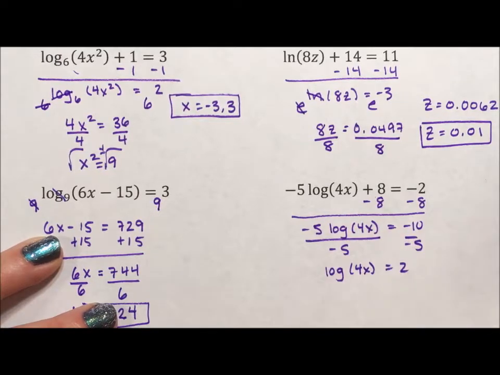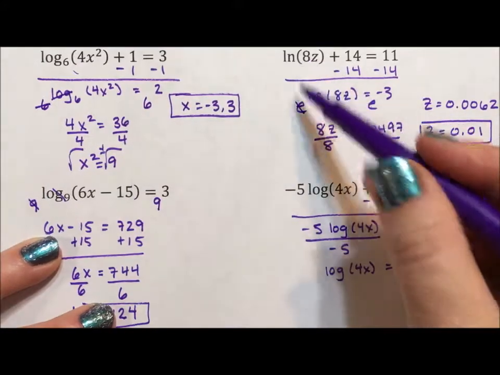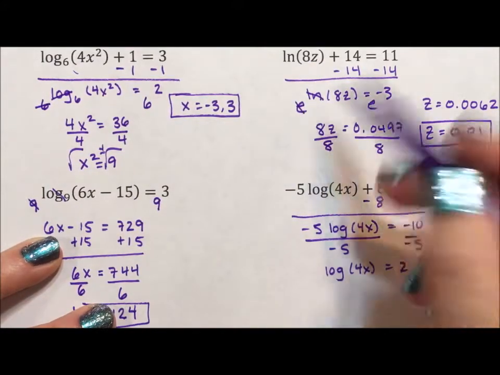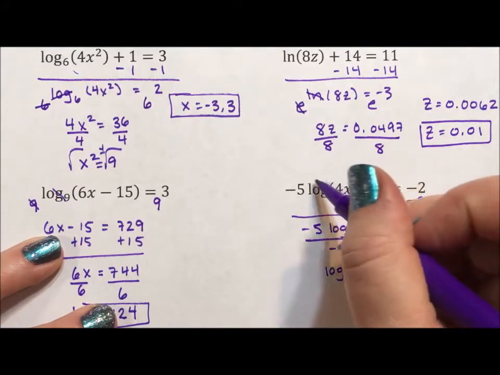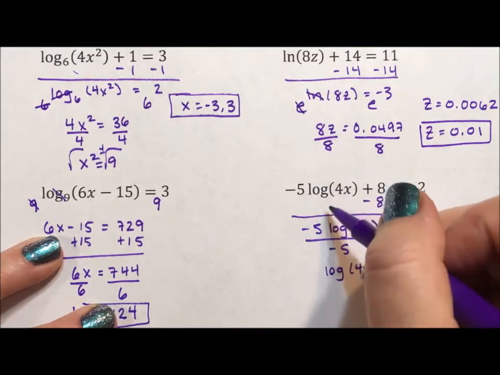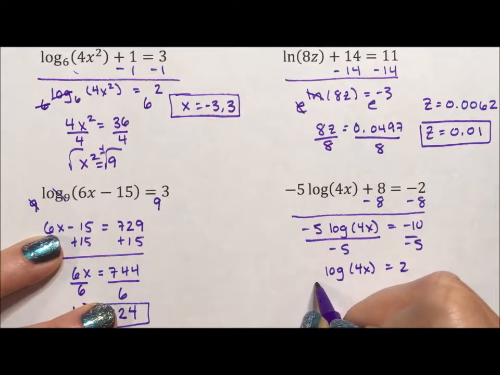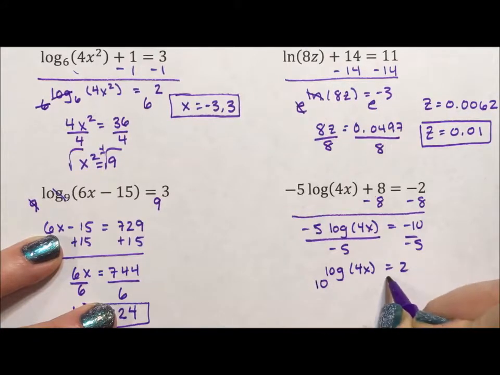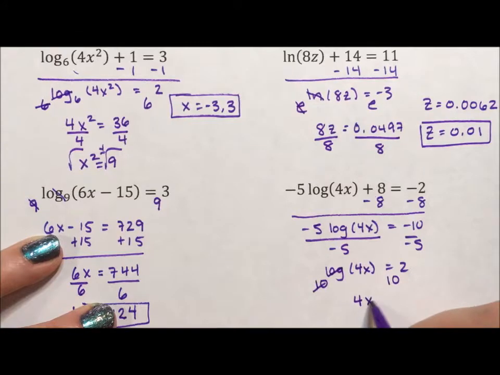So isolate that log. Now, there's no base written. Here it was base 9, here it was base 6. Natural log is a natural inverse of e. Log is a natural inverse of base 10. So this is an actual button on your calculator, and it's base 10. So if I want to unwrap this, I say 10 to the power of log 4x equals 10 squared. These undo each other. I'm left with 4x equals 10 squared, or 100. And when I divide by 4, I get that x is equal to 25.